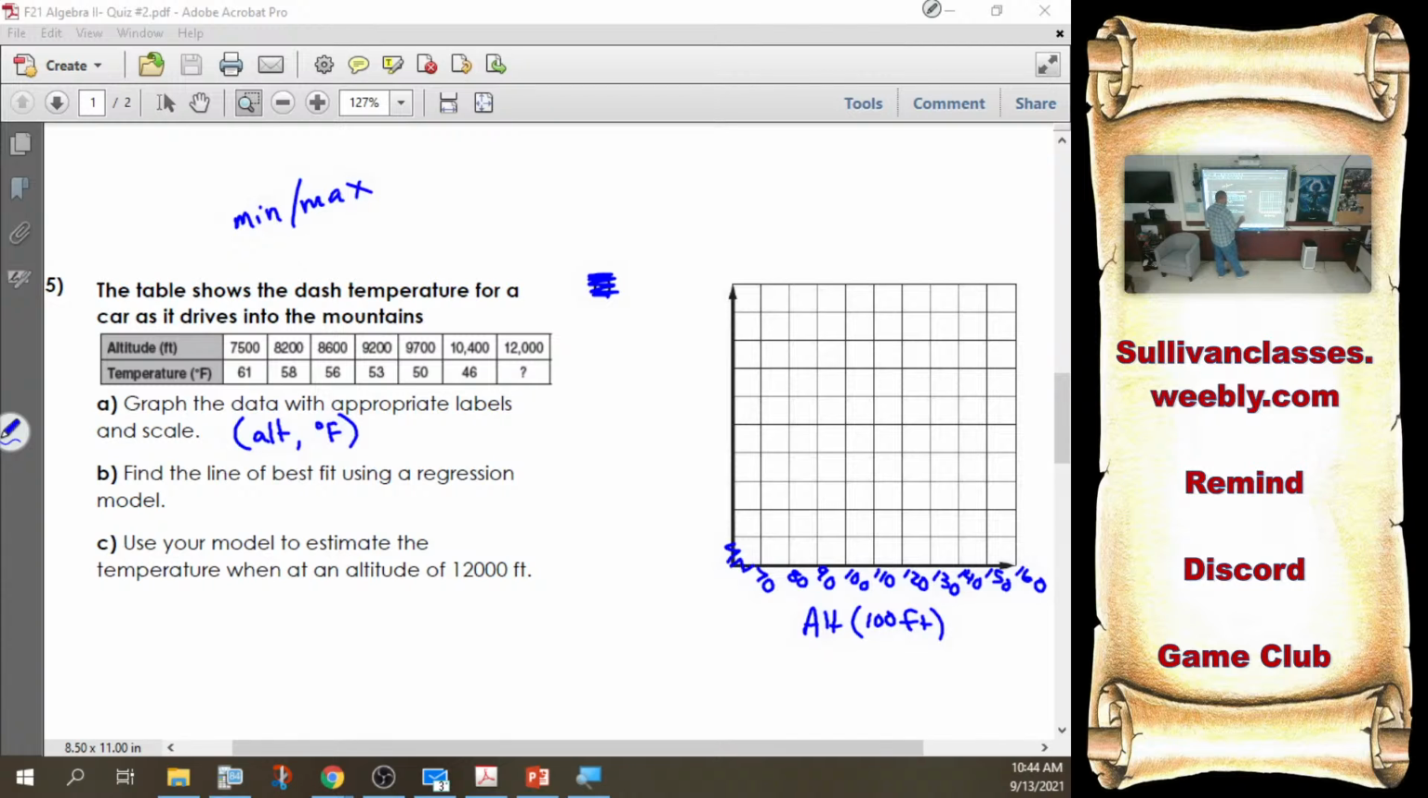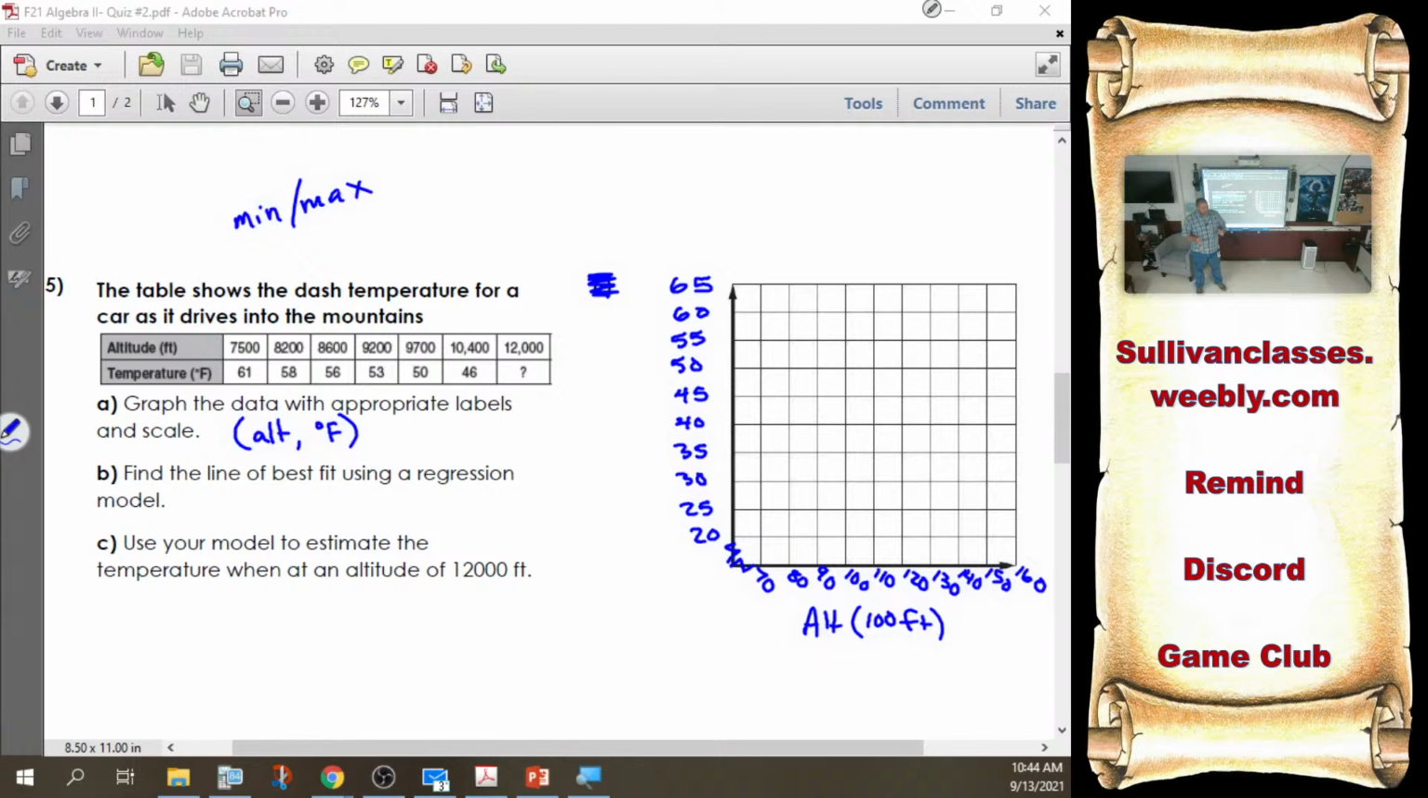20 to 70? Yeah, that works. I like that. 20, 25, 30, 35, 40, 45, 50, 55, 60, 65 fits perfectly. Okay. I mean, would it have been wrong if I started at 30 and went up to 75? No. I just need to fit my data, and I need it to have a scale.